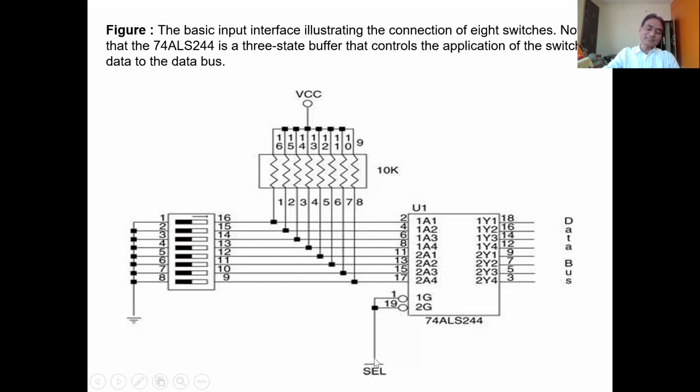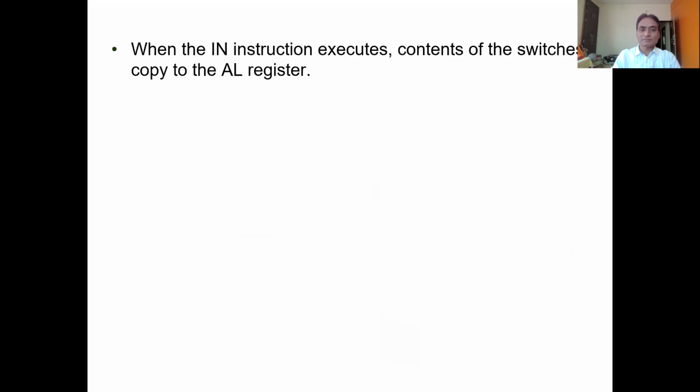So obviously, since this is logic low, you have to connect logic 0. Whenever you connect logic 0, automatically the chip is going to be selected, or rather enabled. Then if the switch is connected, logic 0 is going to be transferred to the output. If it is open, logic 1 is going to be transferred. So when the instruction executes, the content of the switches is copied into the AL register.